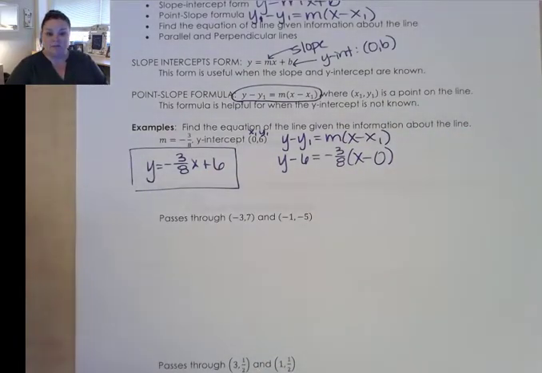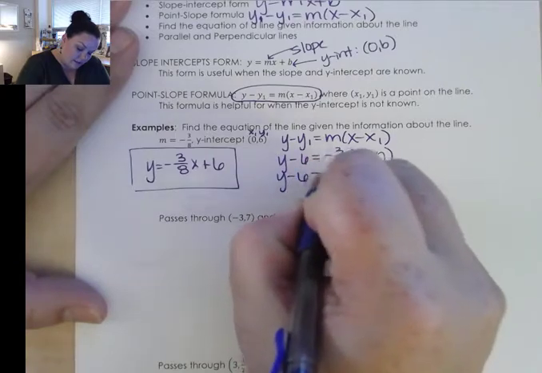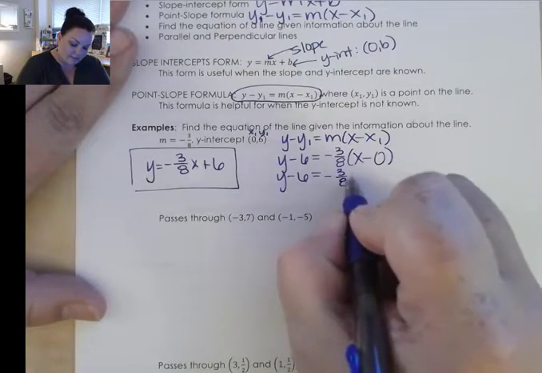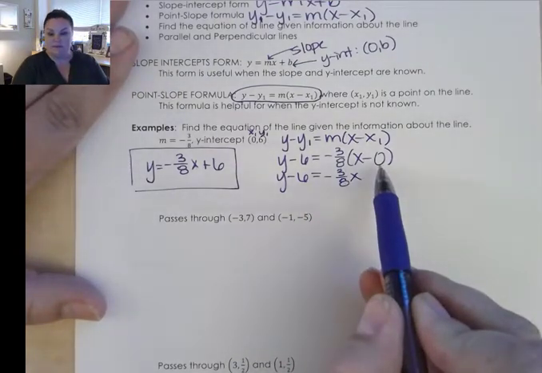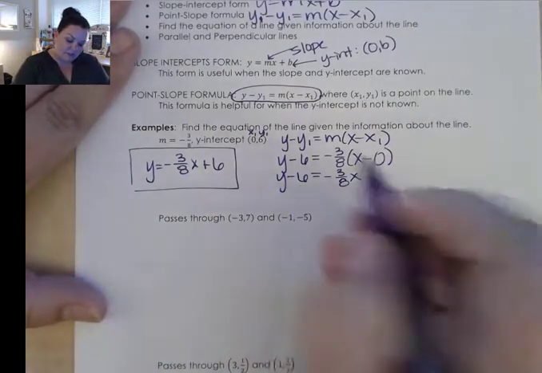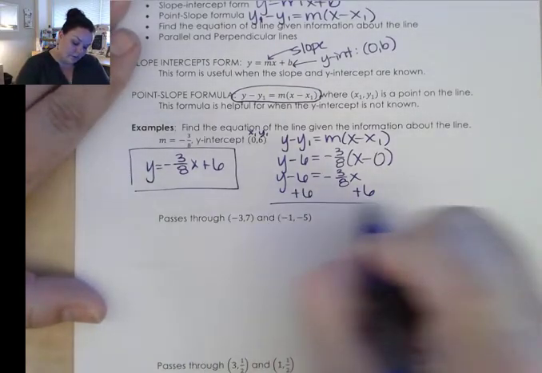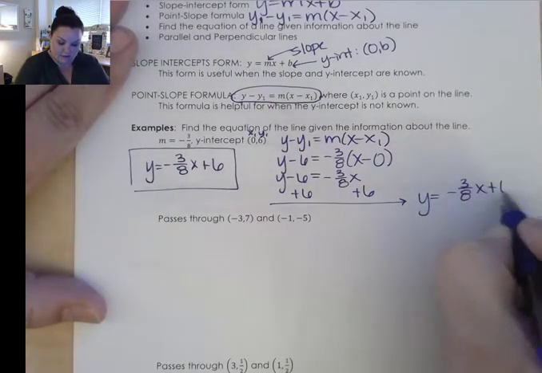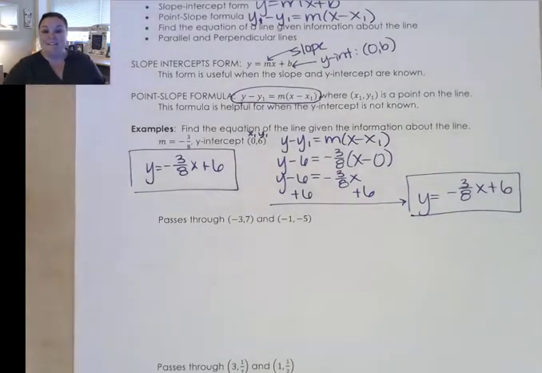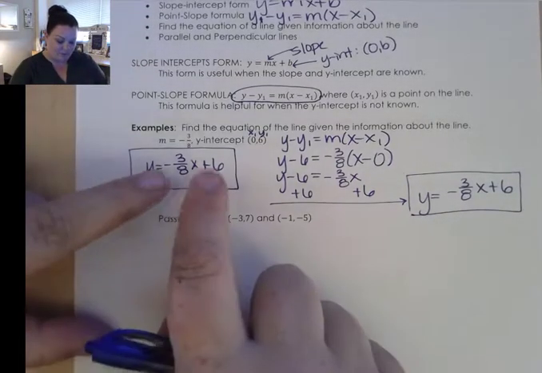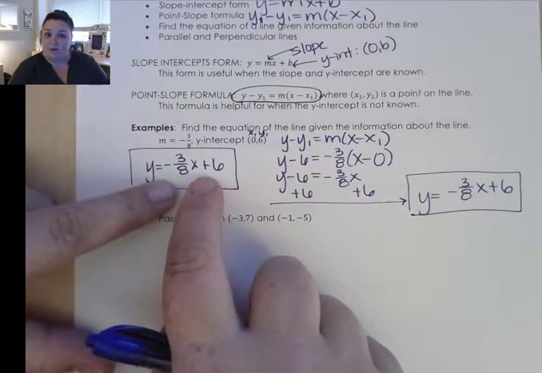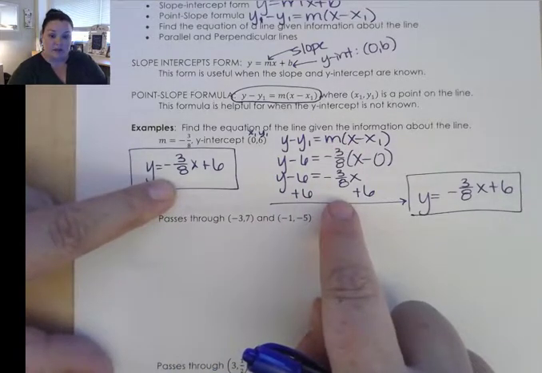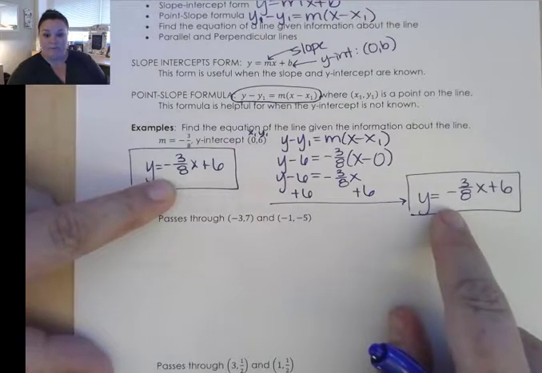Okay? And then we just simplify. So here I'm going to have y minus 6 is equal to, when I distribute here, negative 3/8 times x is negative 3/8 x, and then negative 3/8 times 0 is just 0, so I'm not going to write it. And then we move our 6 to the other side by adding. So notice, either way, we end up with y is equal to negative 3/8 x plus 6. So ideally, they will give us the slope and the y-intercept and we can just plug it directly in. But if they give us a point that isn't the y-intercept, then we have to use this point slope formula in order to get it in slope-intercept form, okay?